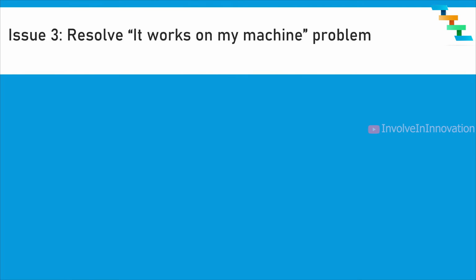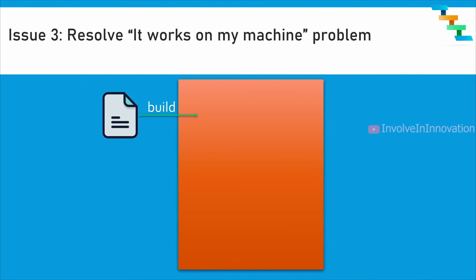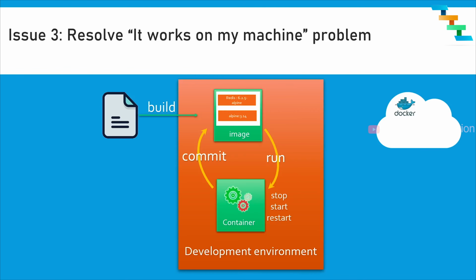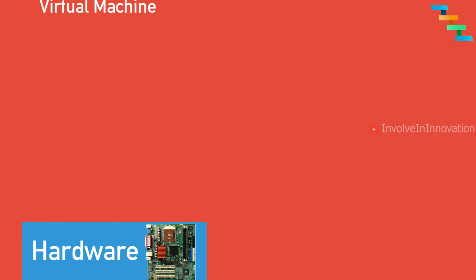Next and the most important one, to resolve the "it works on my system" issue. We can build a Docker image from the Dockerfile and run it in a container on your local system. Once we feel the functionality is working fine, we can push it to the cloud image repository. Here the image will run in any container the same way as it is running in your local system. We have seen why we need Docker. Now we will see what the major difference is between a virtual machine and Docker, because these three issues which we discussed can also be solved using virtual machines.